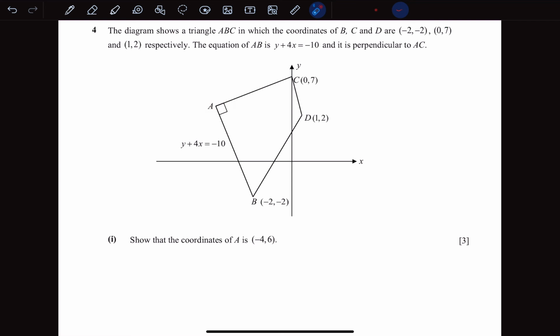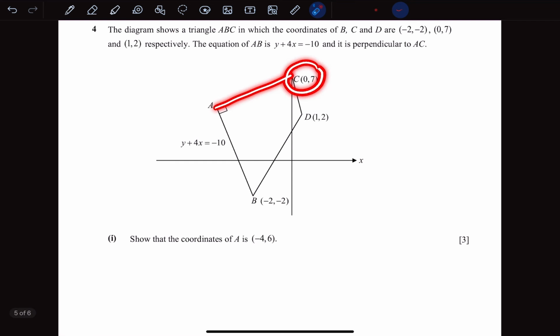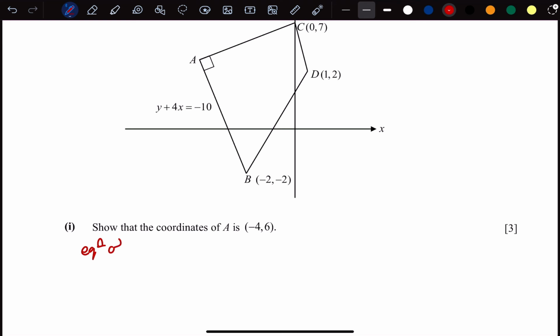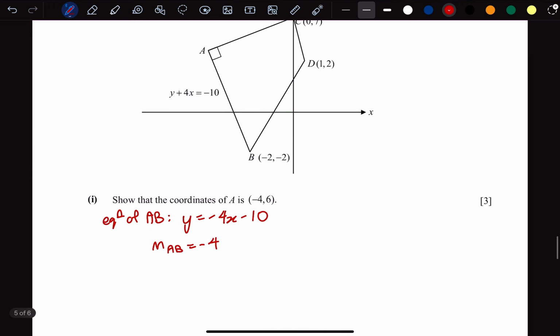Okay, so recall again, to find any equation of a straight line, I need just one gradient and one point. On line AC, I have one point already. I just need to find the gradient. So from the equation of line AB, I can rearrange the terms: y equals negative 4x minus 10, which tells us that the gradient of line AB is negative 4. And since AB is perpendicular to AC, the gradient of AC is simply 1 over 4.